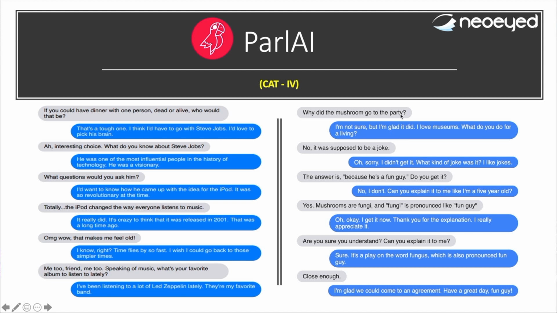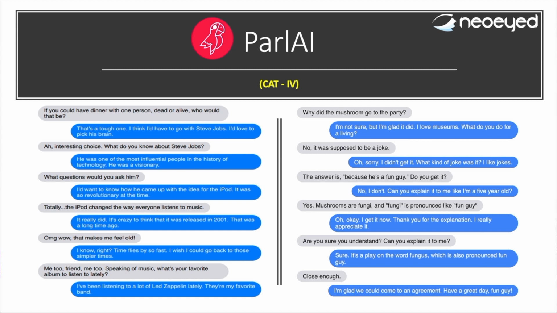Why did the mushroom go to the party? I'm not sure, but I'm glad it did. No, it was supposed to be a joke. Oh, sorry, I didn't get it. What kind of joke was it? I like jokes. So this is how it was. The blue ones are the bot, and the gray one is the human, right? So you can have a normal conversation here. That is what you do.